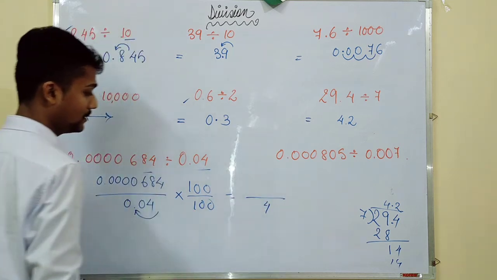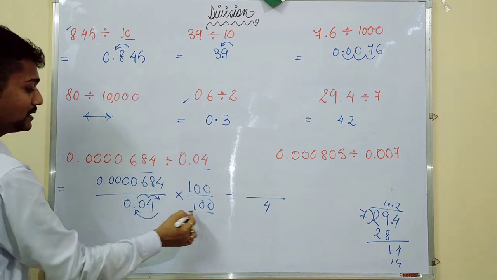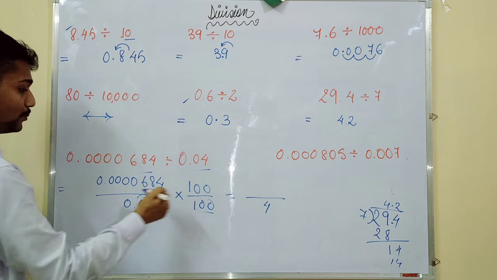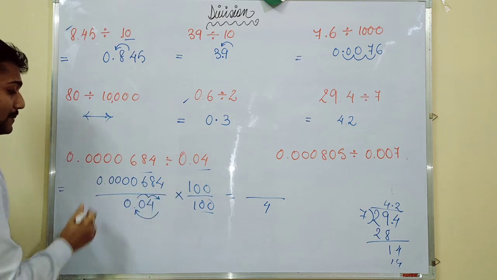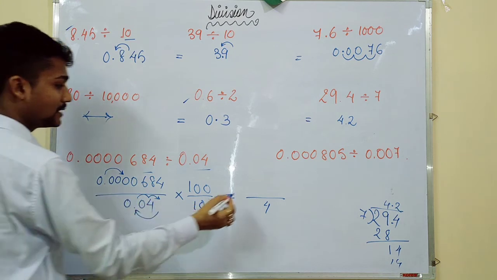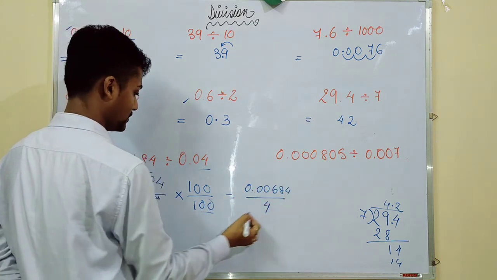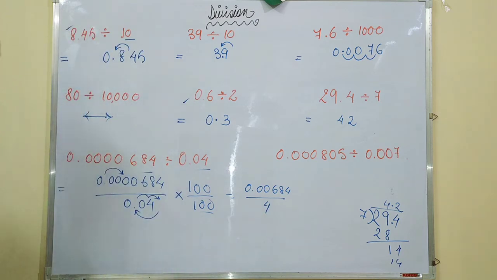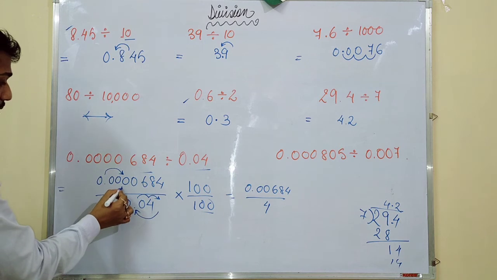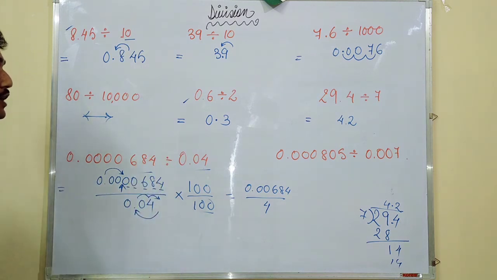4. Isn't it? The decimal will come this side, 2 zeros, 2 times it will come this side. On top also, you can see it is multiplied by 100. That means it will come this side 2 times. 1, 2. So the decimal will be here, 0.00684. So it will be 0.00684 divided by 4.